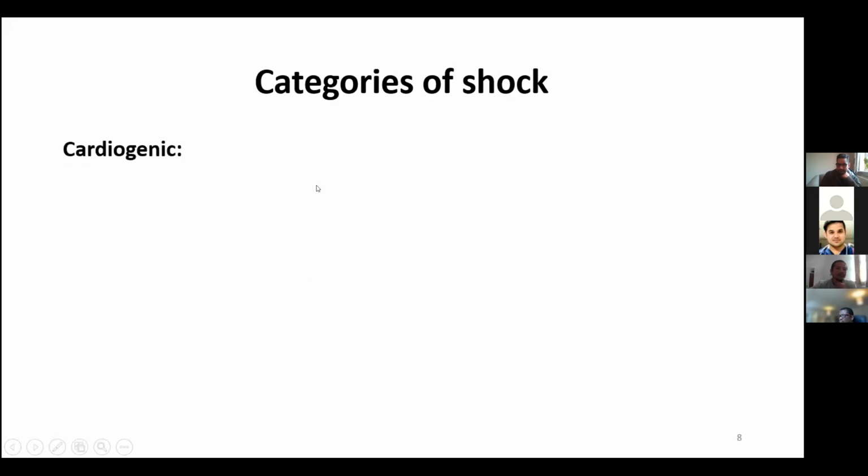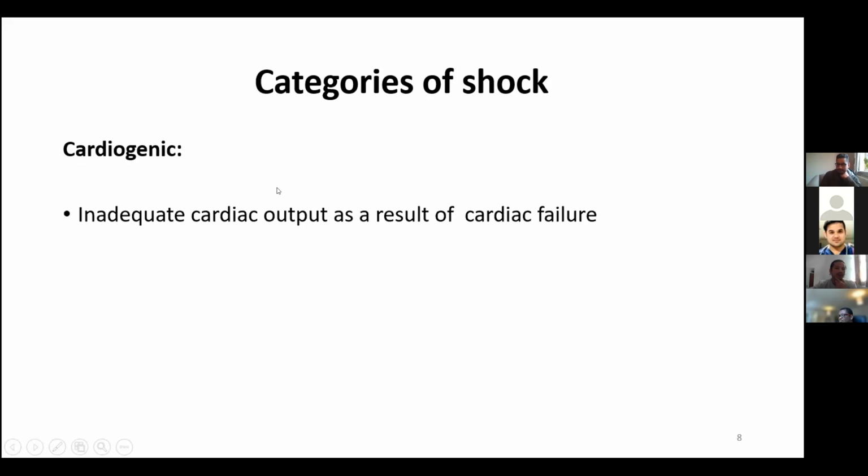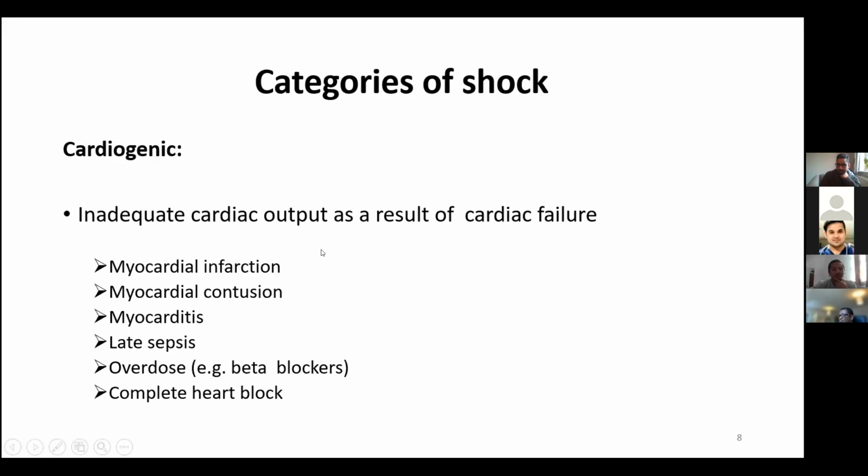The other category of shock is cardiogenic shock. Basically it's inadequate cardiac output as a result of cardiac failure. So what leads to cardiogenic shock? The causes of cardiogenic shock are myocardial infarction, myocardial contusion, myocarditis, sepsis, overdose such as beta blockers, and complete heart block.